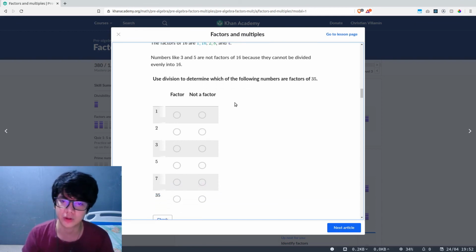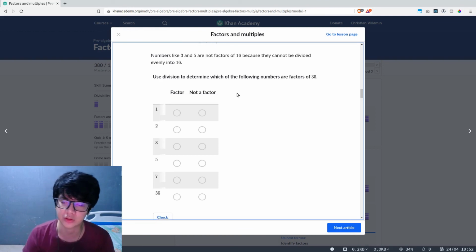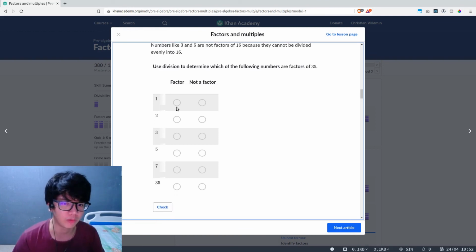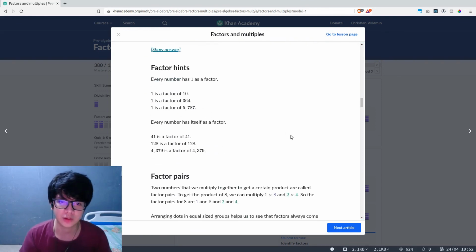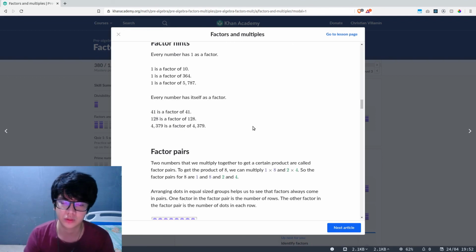Use number sense to determine which of the following numbers are factors of 25. 1, yes. No. Yes. Yes. No. Factor hints: every number has 1 as a factor. Every number has itself as a factor.